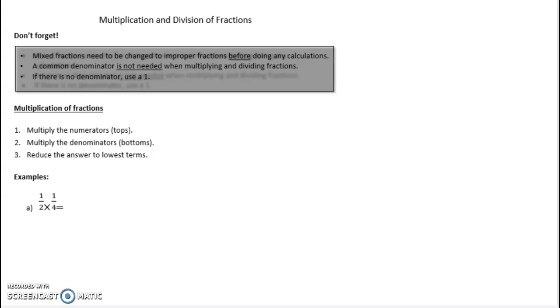Hey class, so this lesson is called multiplication and division of fractions. Okay, so just a couple things not to forget.